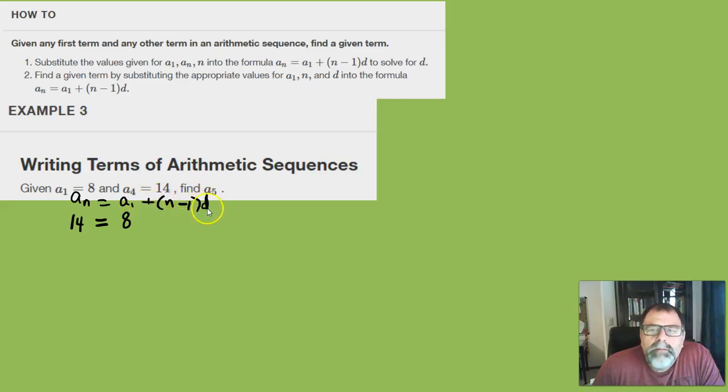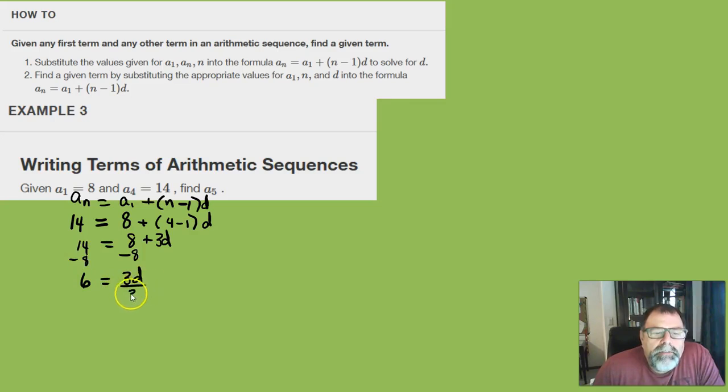Listed above there. Okay, so A sub 4 is 14, so I put that here, but n is 4, the subscript. That's the 4th term. So we do 4 minus 1 is 3. I'll just go ahead and write 4 minus 1. And then d, we just got to solve this for d. So we get 14 equals 8 plus 3d. And in just simple algebra now, we're going to get d by itself.